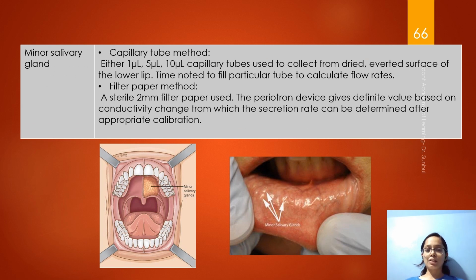For minor salivary glands, there are the capillary tube method and the filter paper method that can be used. The capillary tubes of microliters can be used to collect from the everted surfaces of the lower lip, wherever our minor salivary glands are present. And in the filter paper method, sterile 2 mm filter paper is used, and that will absorb the saliva.